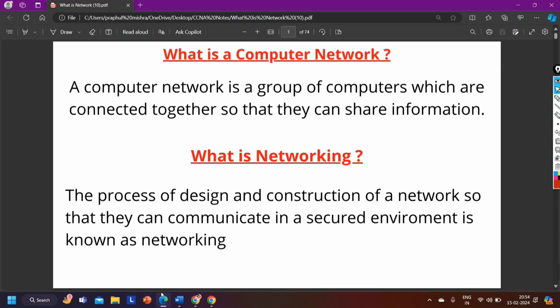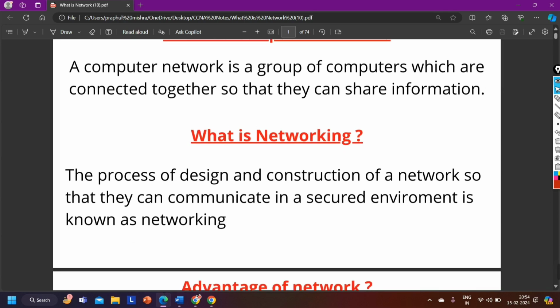Here also you can see what is computer network. A computer network is a group of computers, or here you can say networking devices, which are connected together so that they can share information. Networking, the process of design and construction of a network so that they can communicate in a secure environment, is known as networking.